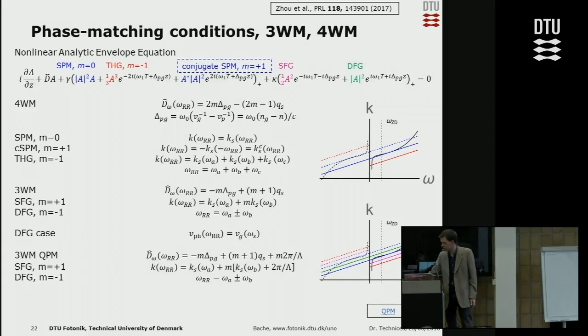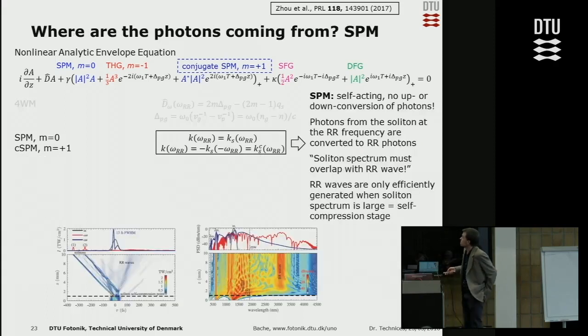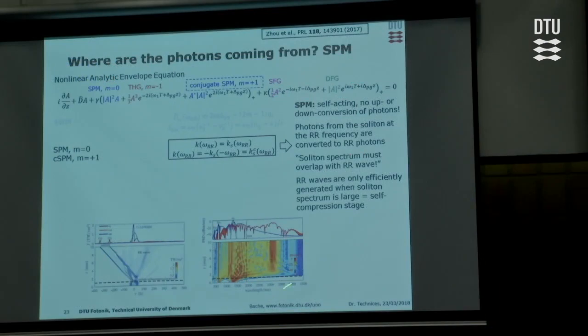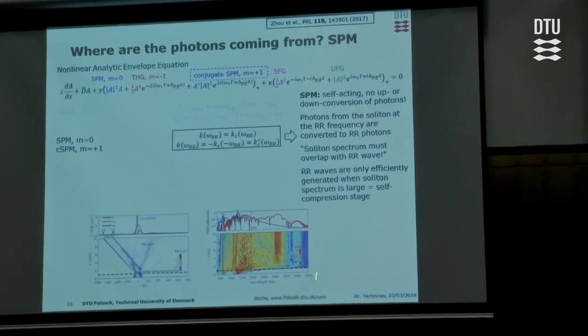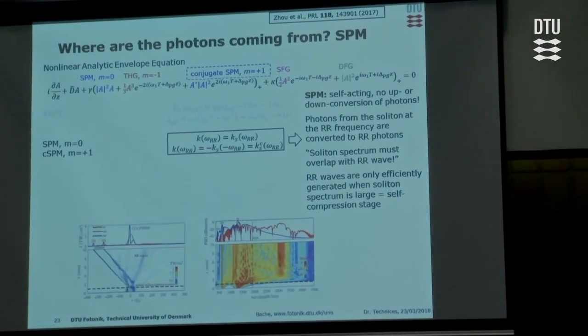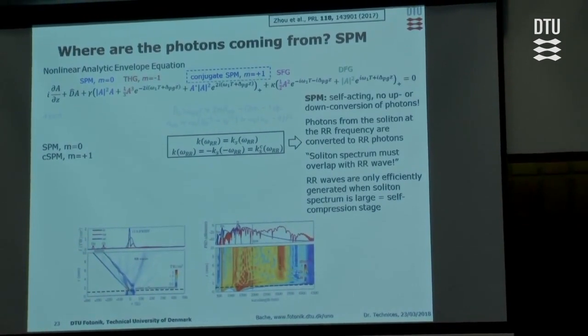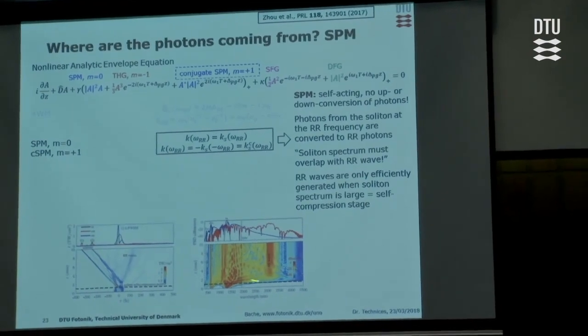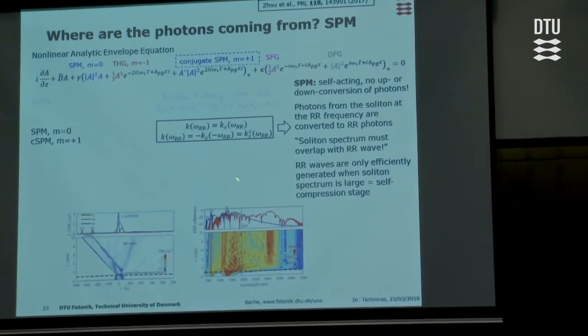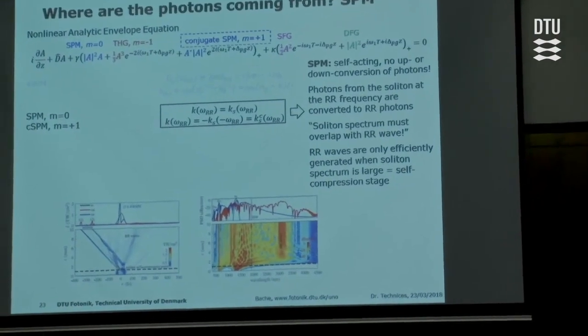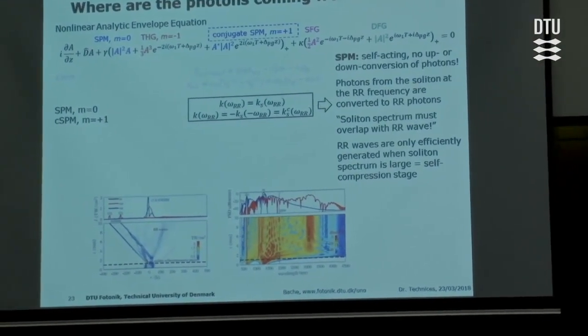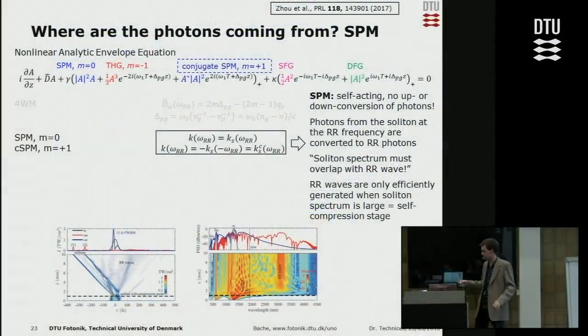So let me just try to synthesize a little bit the information for you. Let me start with the self-phase modulation, which is what we saw here in this experiment and simulation where we had this resonant radiation wave. If you go through the equations, this process relies on the fact that the soliton photons start overlapping here. So the soliton becomes broadband enough to have photons out here, and these photons are then converted to the resonant radiation waves. So in order for this process to happen, the soliton needs to be extremely broadband.